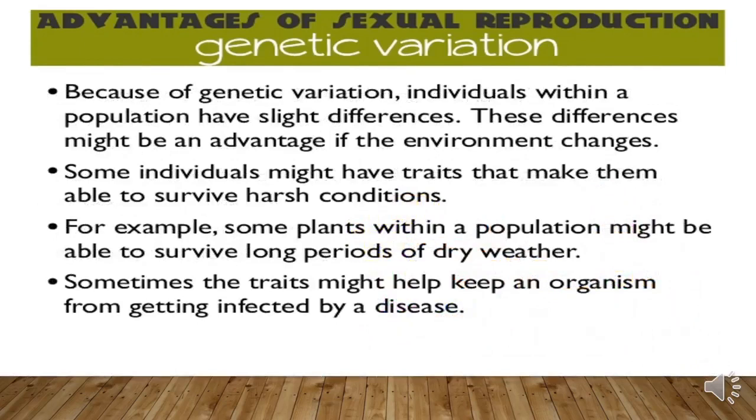Again, what are the advantages of sexual reproduction in genetic variation? Because of genetic variation, individuals within a population have slight differences. These differences might be an advantage if the environment changes. Some individuals might have traits that make them able to survive harsh conditions. For example, some plants within a population might be able to survive long periods of dry weather. Sometimes the traits might help keep an organism from getting infected by a disease.